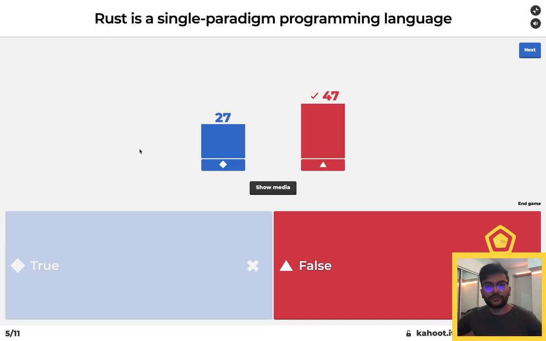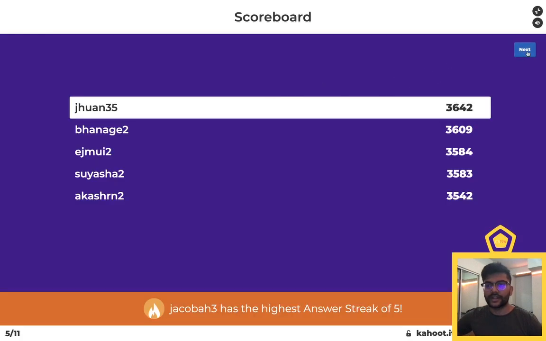Alright, so false. Rust can actually do many different programming paradigms. So what we're typically going to use is object-oriented programming, which is what you're going to be using in 125. But you can also use a functional style, many different styles that you can use within Rust. It's very powerful like that.